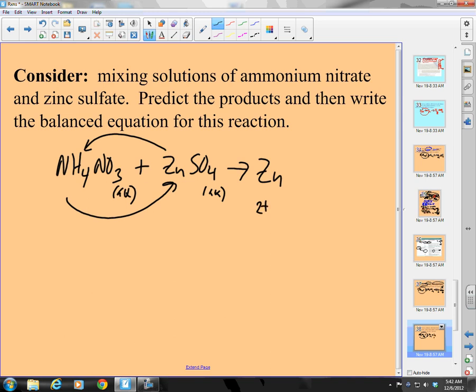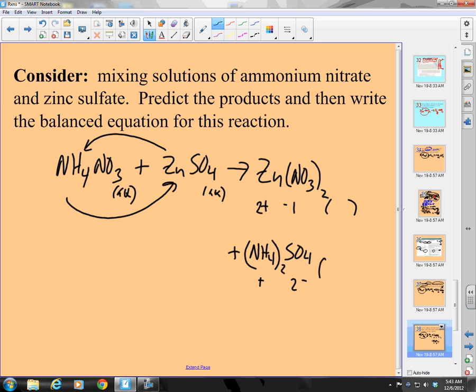Oh, we just had sulfate. Zinc is going to hook up with what? Nitrogen, but I mean nitrate. But nitrate is a -1, so that means I need 2 of those nitrates. And then plus what? Ammonium. Ammonium is a +1. Sulfate is a -2. So how many ammoniums do I need? I need 2 of those.